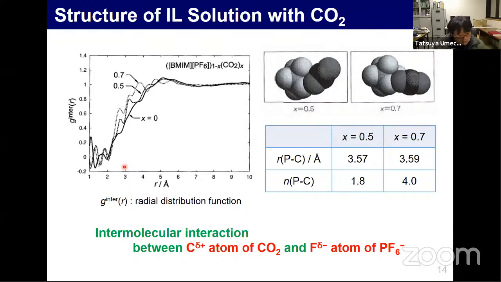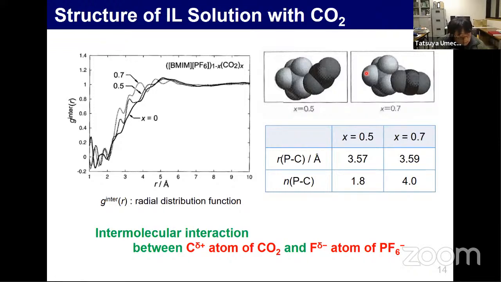Explanation of the radial distribution function is omitted, but a new peak appears at 3 to 4 angstrom in the radial distribution function. The radial distribution function of the experimental result can be well reproduced by the configuration in the upper right figure. The carbon atom with partially positive charge of the carbon dioxide molecule interacts with the fluorine atom with partially negative charge of the anion in the ionic liquid.